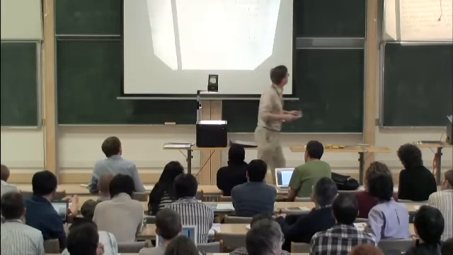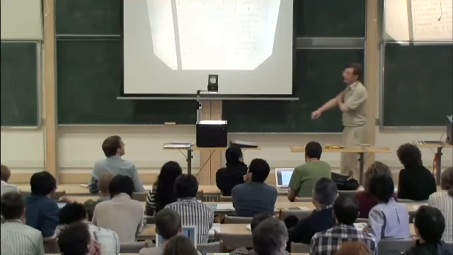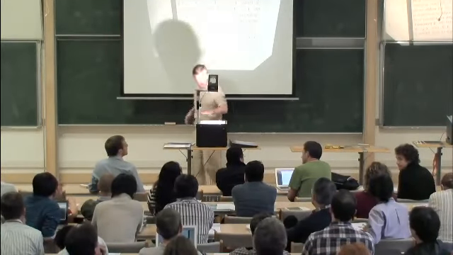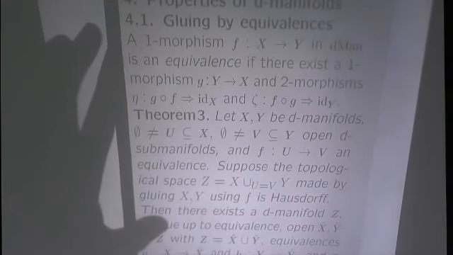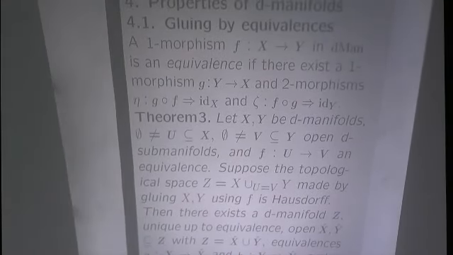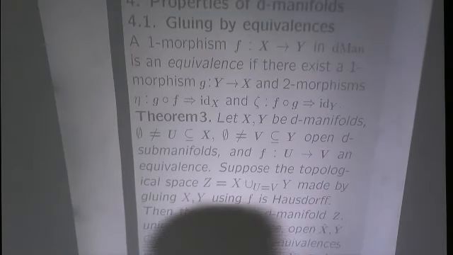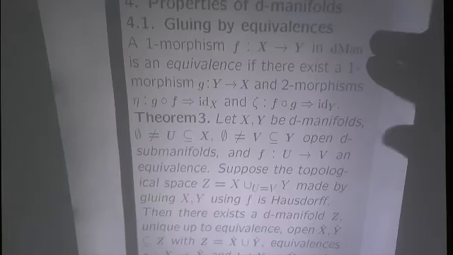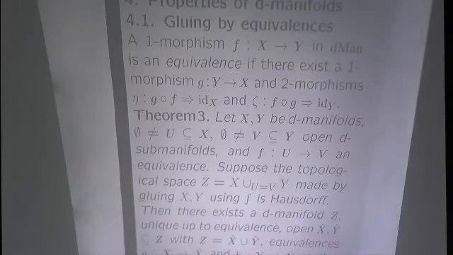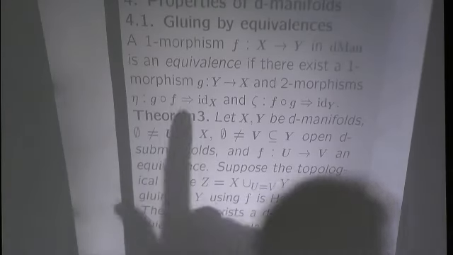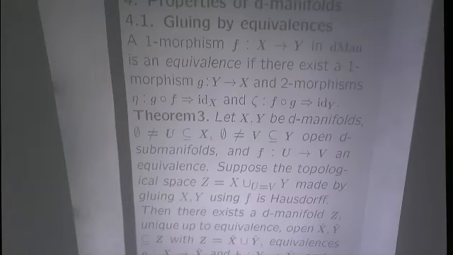So let me just run through a few nice properties of D-manifolds, to try and persuade you that this is a well-behaved category of geometric objects. Firstly, replying to Richard's question, a 1-morphism f going from X into Y in D-manifolds is an equivalence. In any 2-category, by definition, an equivalence is a 1-morphism such that there exists a quasi-inverse g going from Y into X, and 2-morphisms eta going from g of f into the identity on X, and zeta going from f of g into the identity on Y.